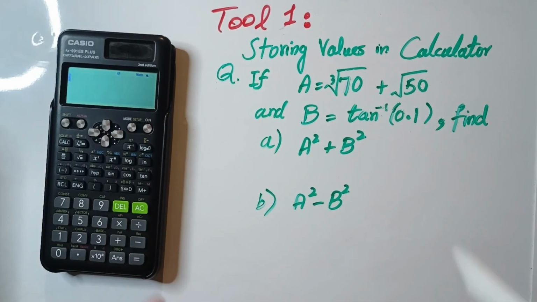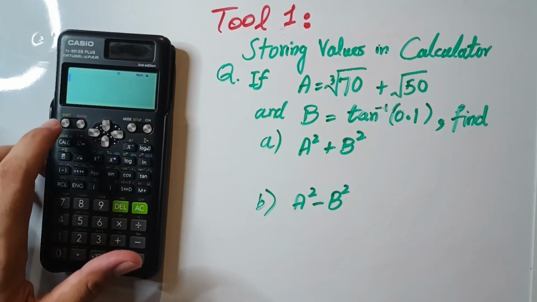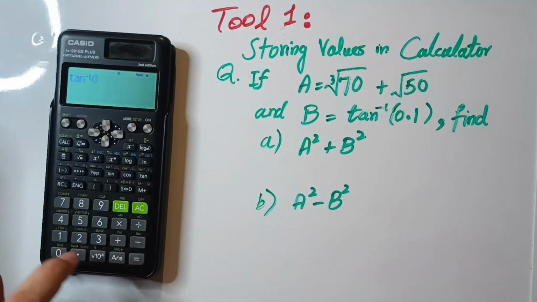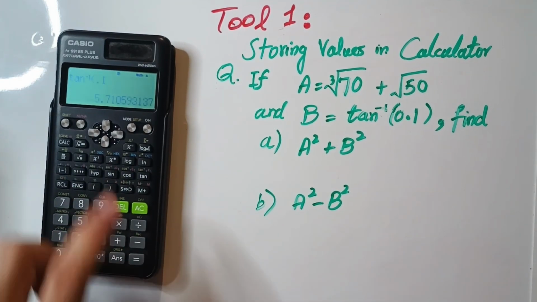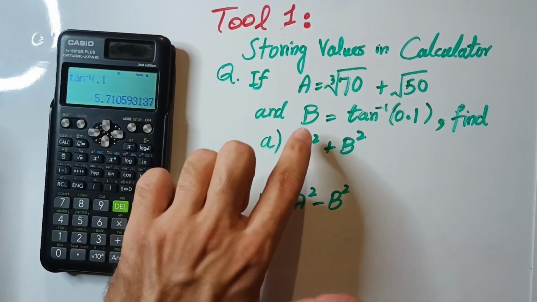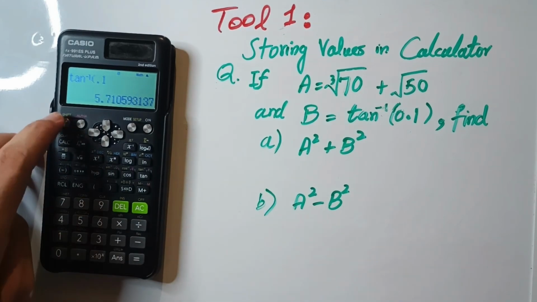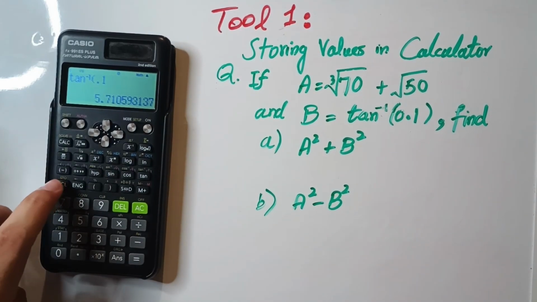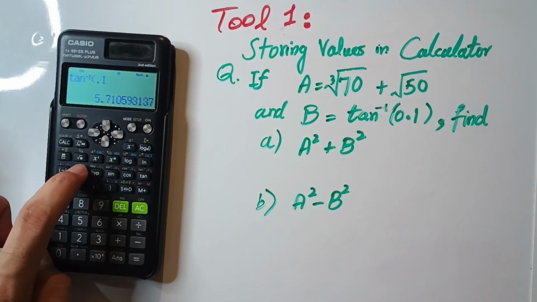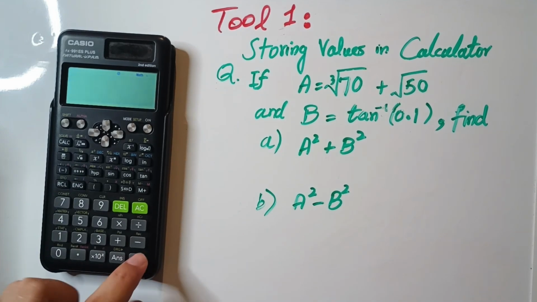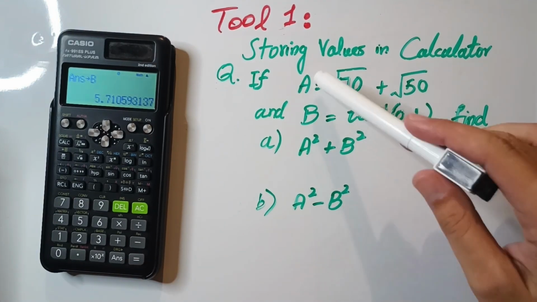Next, for the value of B, write this numerical value which is tangent inverse of 0.1, equal to. This is also a long value and I want to store it as B. So again shift RCL button and then find the variable B which is over here and press equal to. So we have stored the value of A and B.